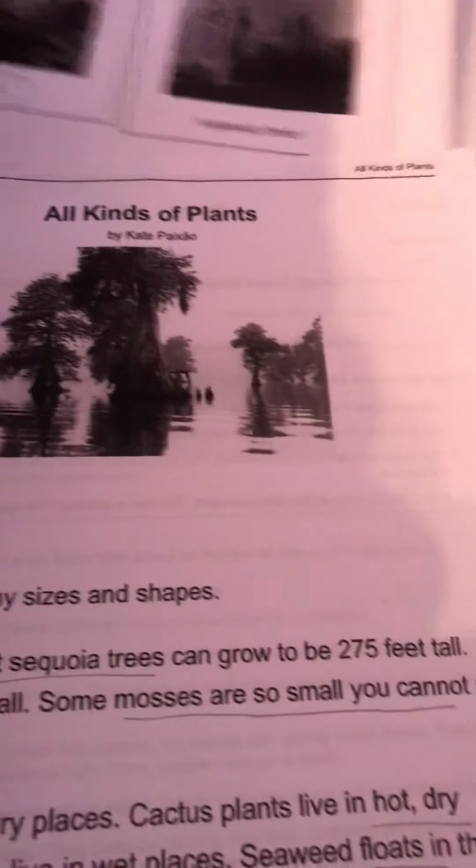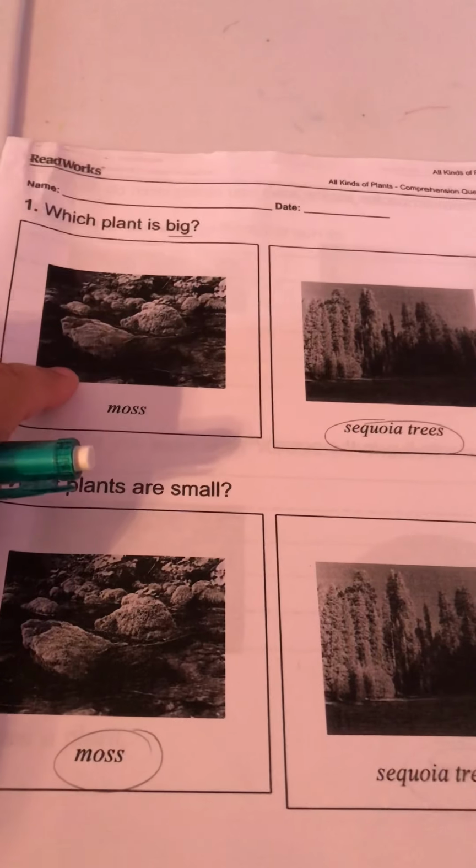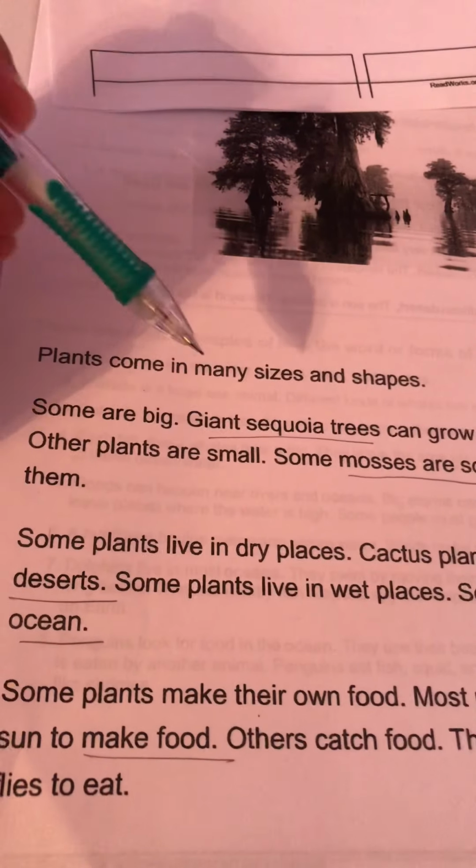For reading today, we had all kinds of plants. Questions. The first question, which plant is big, moss or sequoia trees? Well, when we're reading it, it says giant sequoia trees. Right after it said some are big, so the sequoia trees are big.